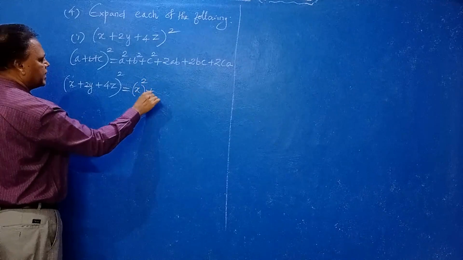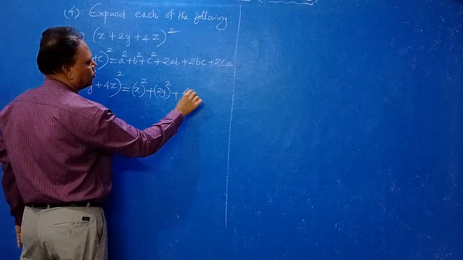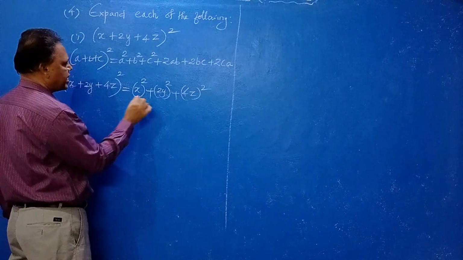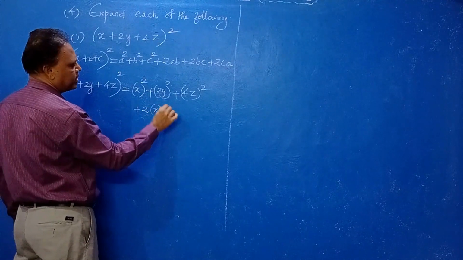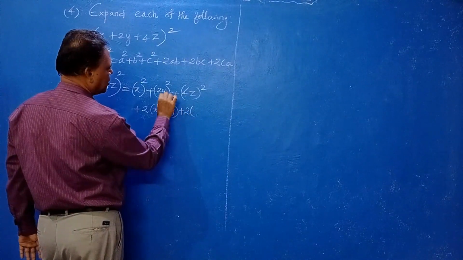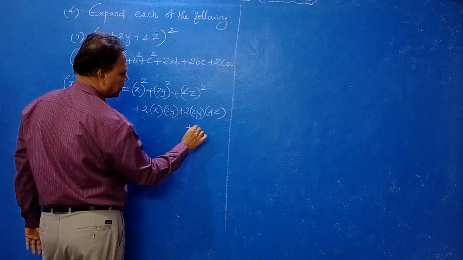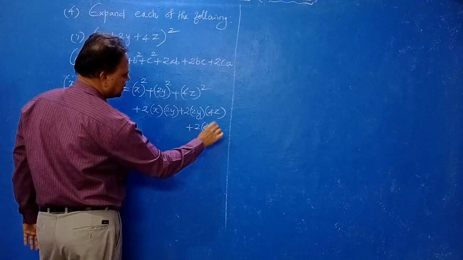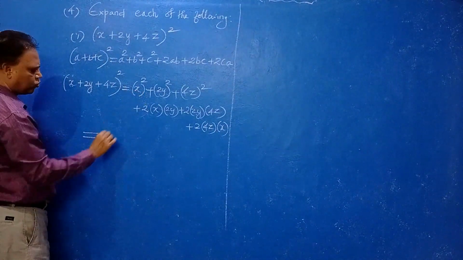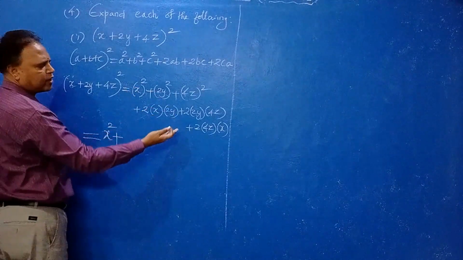x the whole square, plus b square, that is 2y the whole square, plus c square, 4z the whole square, plus 2 into a x b 2y plus 2 into b 2y c 4z plus 2 into c 4z a x. Okay, that's equal to x squared. Now just for simplification only, you apply the formula, that's all, over.